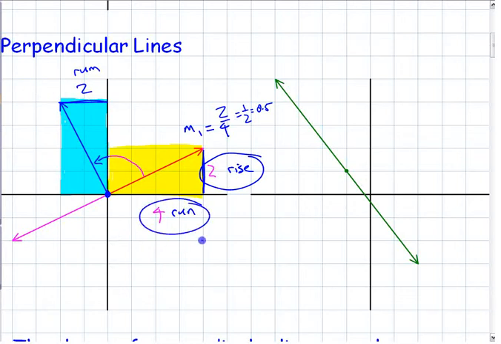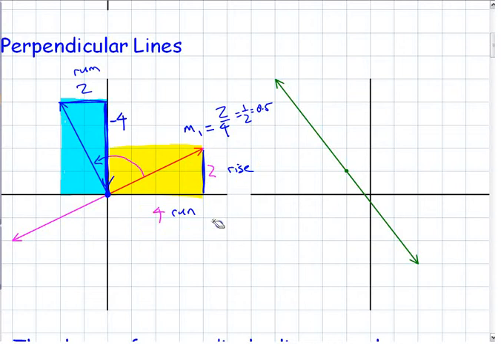The run was 4. Now where's that on here? It's not the run anymore. It's the rise. But it's actually downhill now. This line is downhill, not uphill anymore. What's the rise for this new line, the perpendicular line? Negative 4, not positive 4.